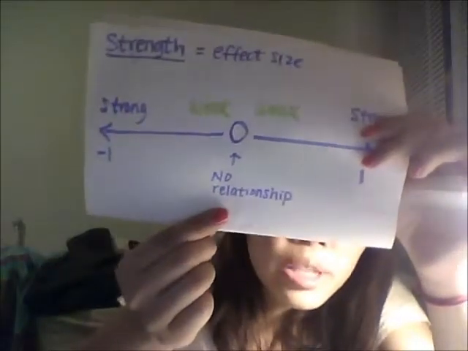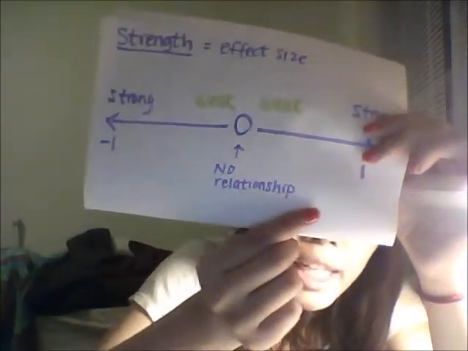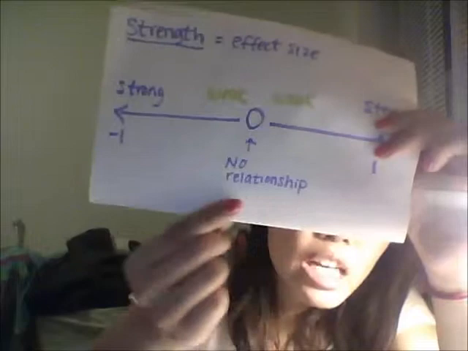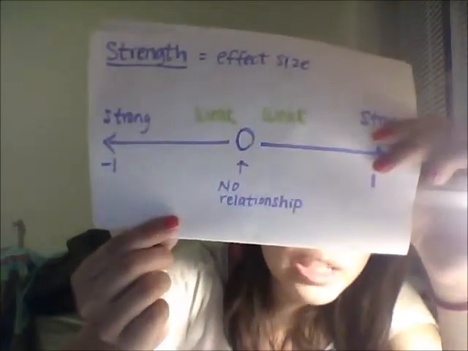Now remember from the diagram we drew, 0, no relationship. As you move away, it gets stronger and stronger, okay? If it's close to 0, you have a weak relationship.